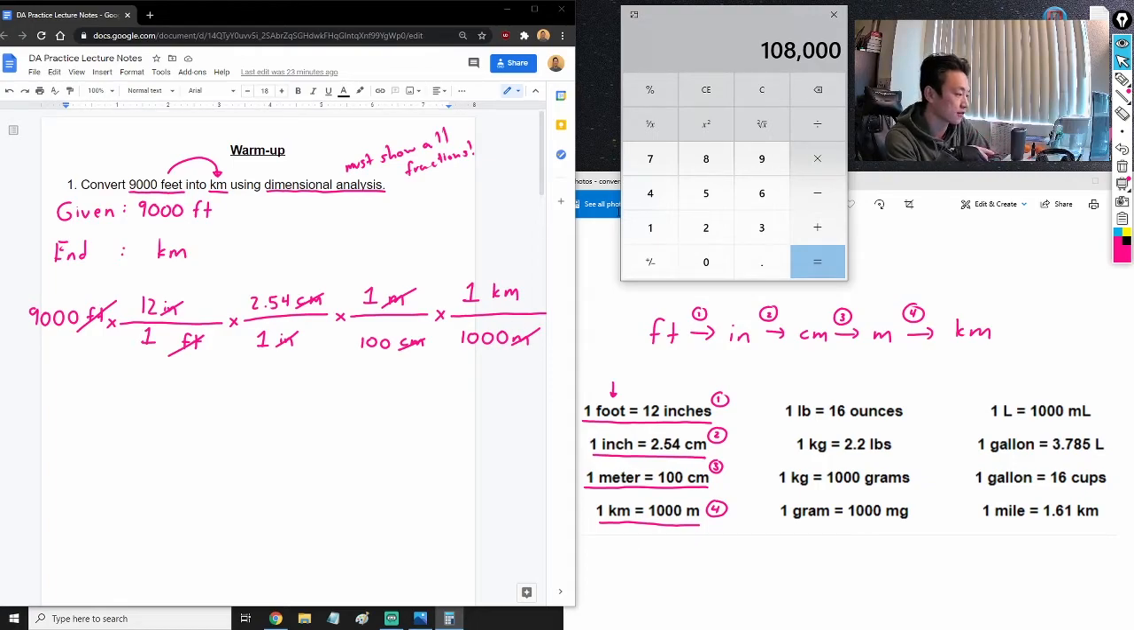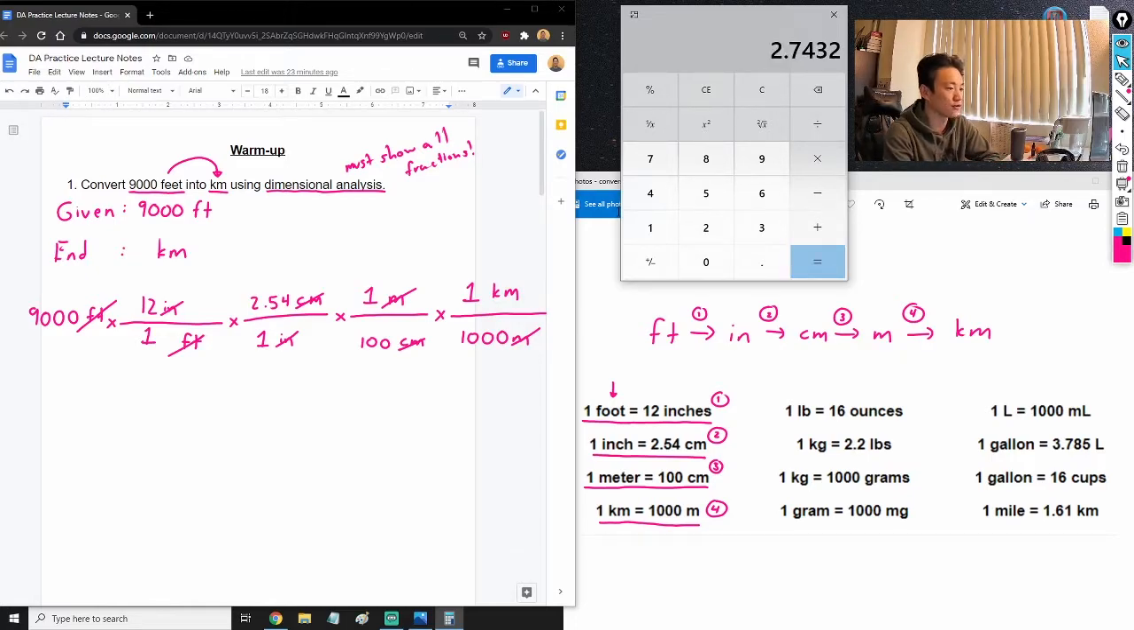Next we'll go to the second fraction, 2.54 over 1. 2.54 is on the top, so we're going to multiply this by 2.54 to get 274,320. Okay, we'll move on to the third one, 1 over 100. So we can skip the multiplication this time because it's multiplying by 1. But we're going to have to divide that by 100. And that's going to give us 2743.2. And then we're at our last fraction now, 1 kilometer over 1,000. So we're going to divide by 1,000.